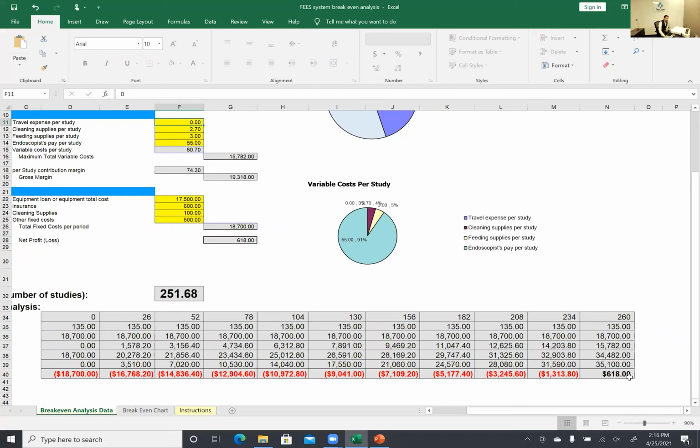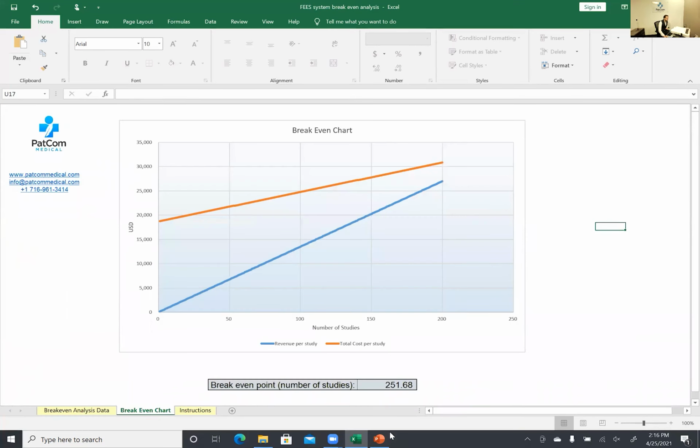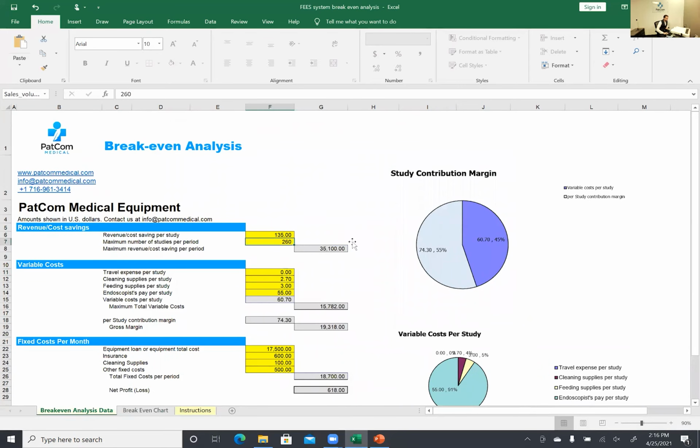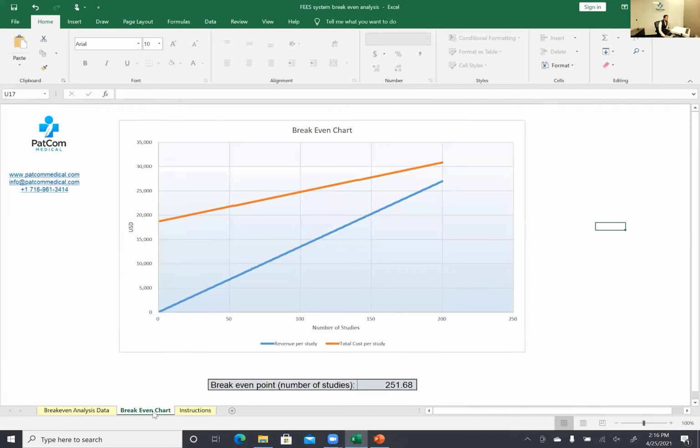So see $618, that's my positive return after I paid off the entire equipment, always to pay for the endoscopies, all my supplies, and I would have that. Now from here, we can go to our chart to show what that looks like. In this case, this goes up to 250. This might be the maximum. Yeah, the chart can't go further than 250. But you can see that these lines go towards each other, and where they meet, that's your break-even point.